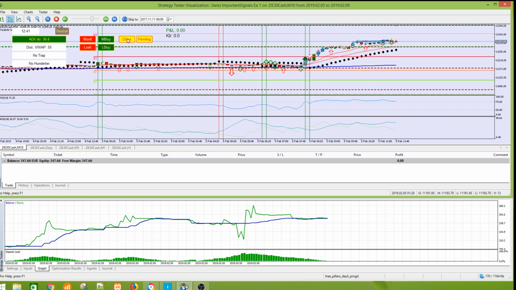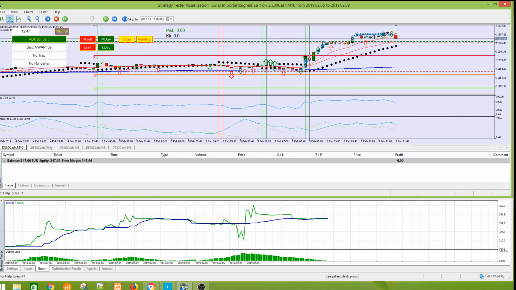So 347 we have now 1243, and I think we could enter again short before 1 o'clock. I just make a limit buy.